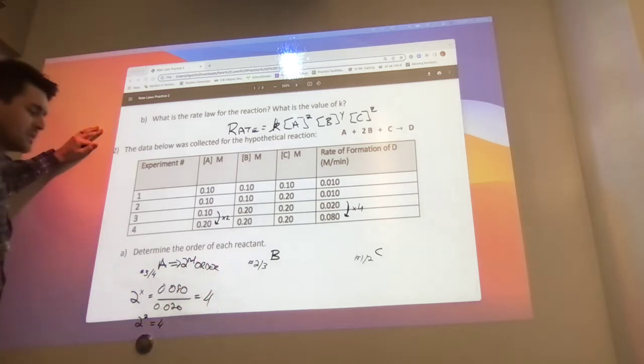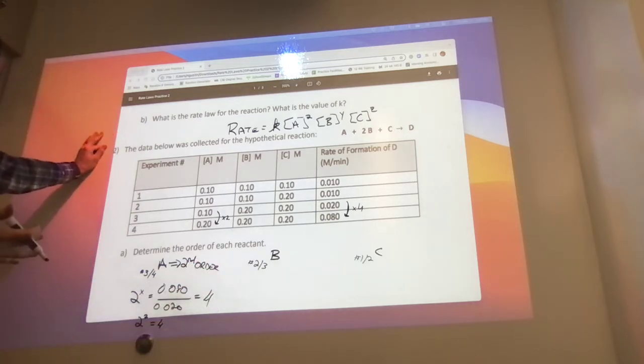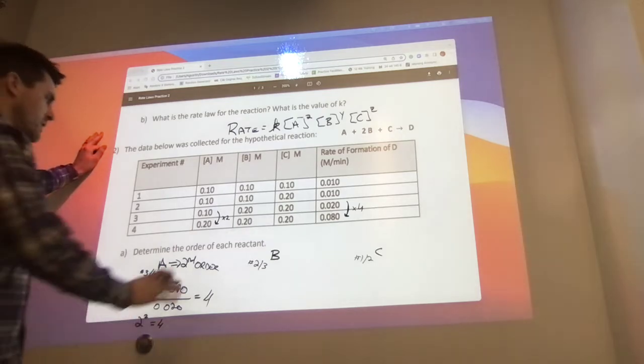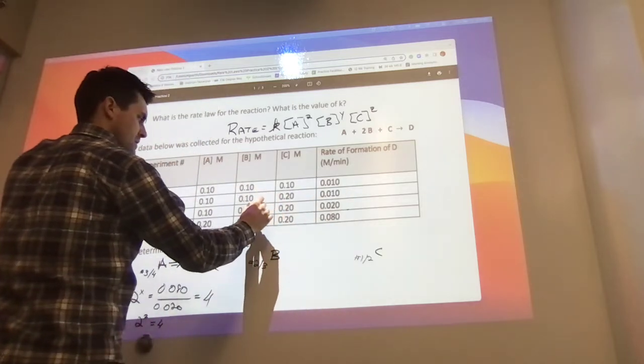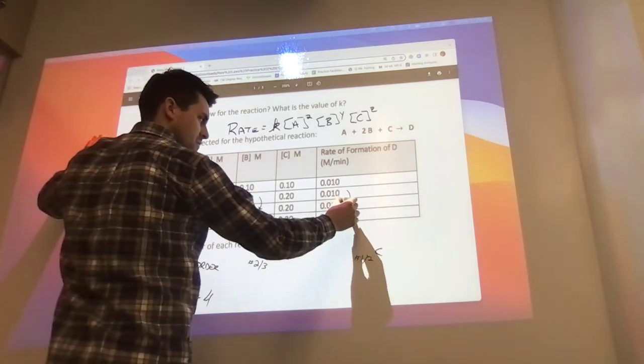And that's the first answer for the first part of this question. Determine the order for each reactant. A is second order. And we're going to go ahead and do the rest of this data analysis for the rest of these. So let's go ahead and use trials 2 and 3 to find B. From 2 to 3, we see that doubles.